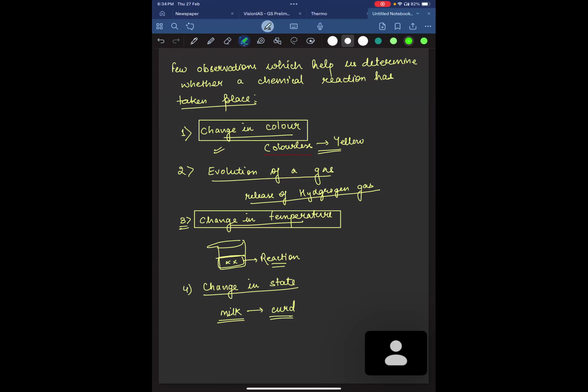So there can be a direct question in the exam: how can you identify whether a chemical reaction has happened or not? There you will mention that we can identify that a chemical reaction has happened based on whether there is change in color, whether there is evolution of any gas, whether there is change in temperature, or change in state of the reactants or the products that we are taking. And then you can give examples also. For example, in change of color, you can give the example of reaction of lead nitrate with potassium iodide. For evolution of gas, zinc granules with dilute sulfuric acid. So these examples you can give along with these points that these observations can be seen during a chemical reaction.